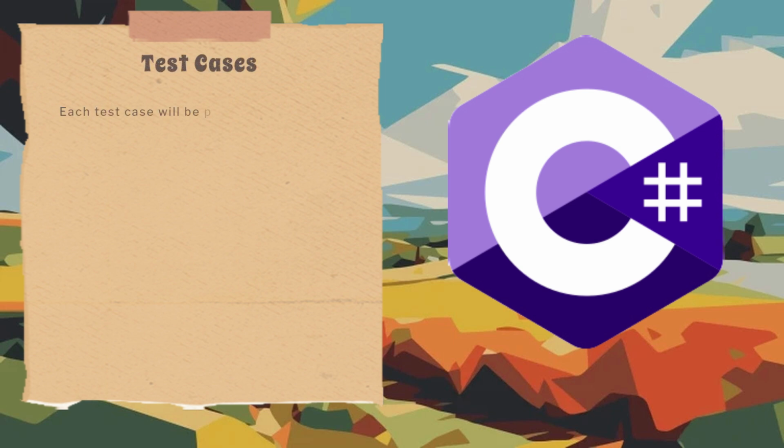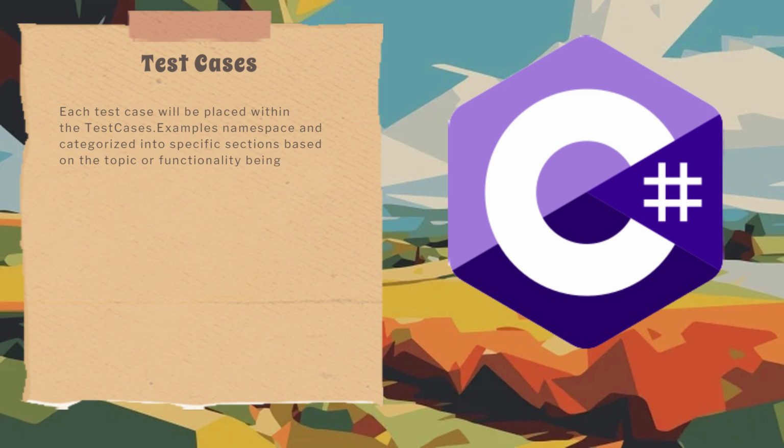Each test case will be placed within the TestCases.Examples namespace and categorized into specific sections based on the topic or functionality being tested. This structure helps you organize test cases logically, making them easier to locate and manage as your project grows.